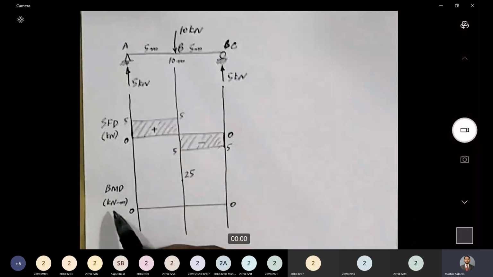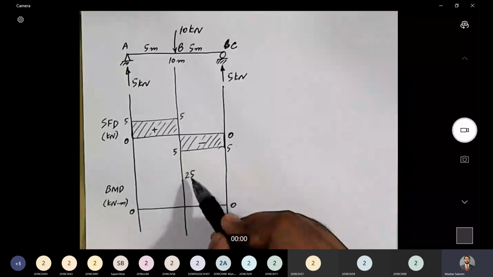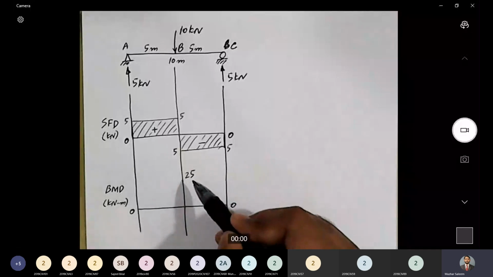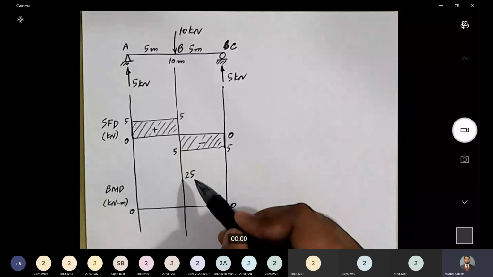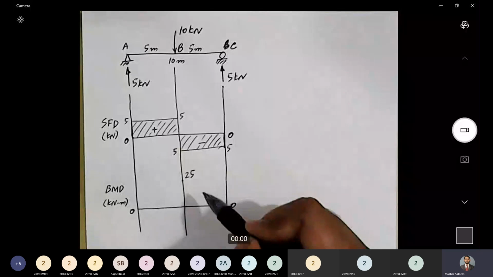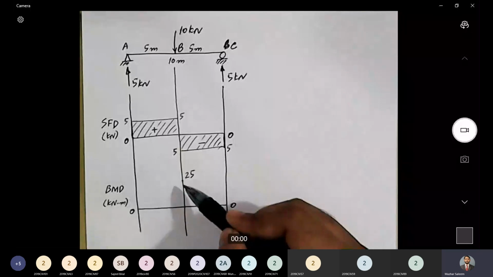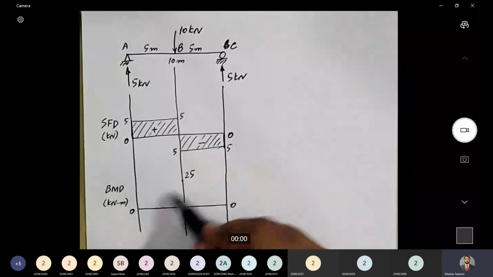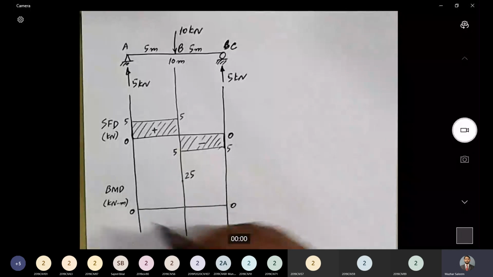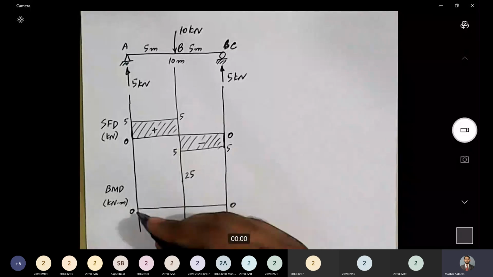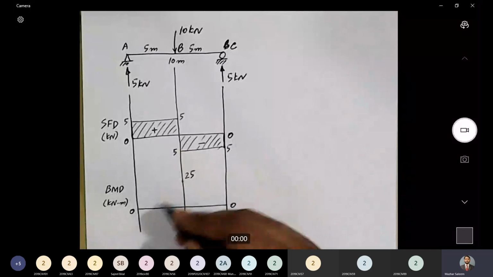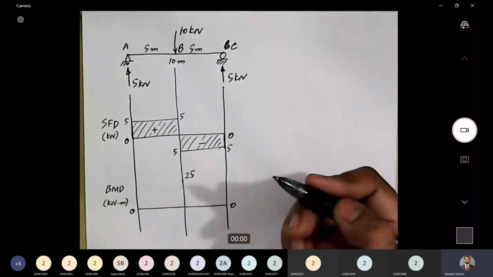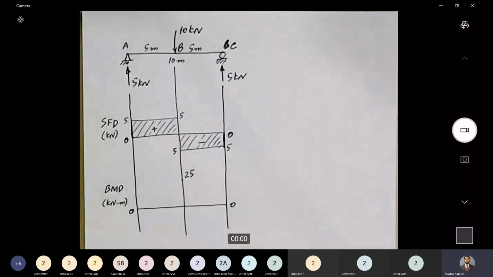25. We have written the units here, so we do not need to write down units with every value on the shear force diagram and bending moment diagram. So this is 25. So we have marked the ordinate. Next question is how should we join these points from 0 to 25 and 25 to 0? Should I join it with a straight line or with a curved line, convex up or concave up, or what? For that, we will have to look at the equation of bending moment for these portions.